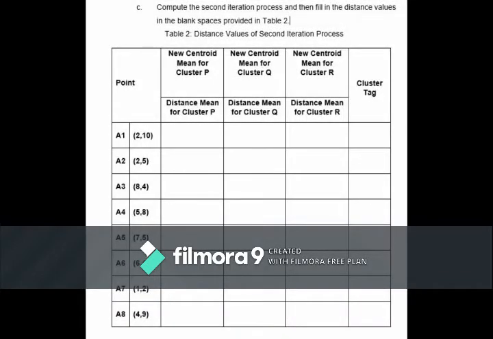Okay, proceed to the C question. Compute the second iteration process and then fill in the distant values in the blank spaces provided in table 2. So as we can see, we already filled up the table 2 and then we get the cluster tag, we get the new centroid mean for every cluster. And the new centroid mean for every cluster, we need to use it to fill up the table for question C. Okay, and then we calculate the new mean for every cluster using the same formula, and I will show you the data.